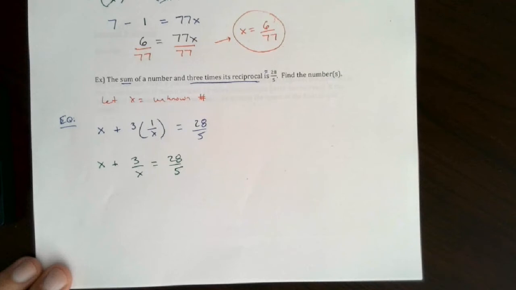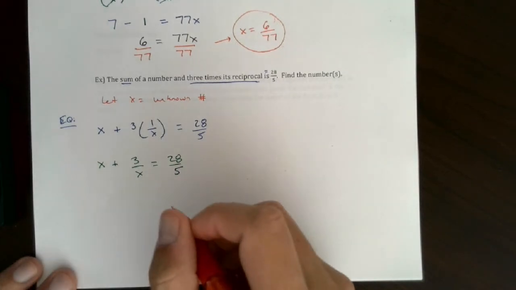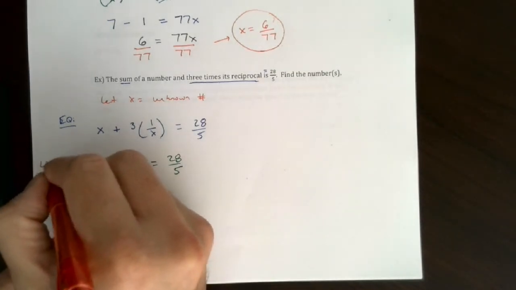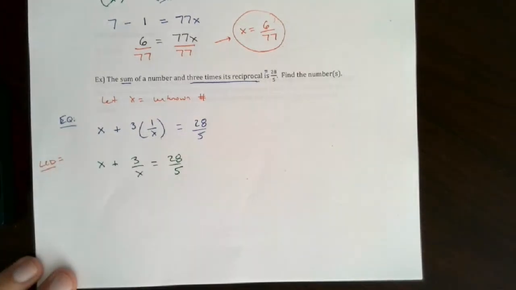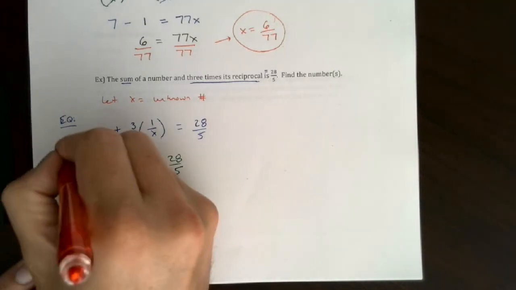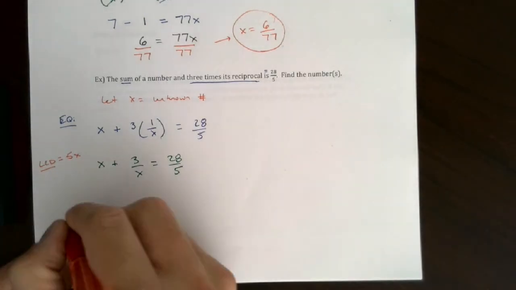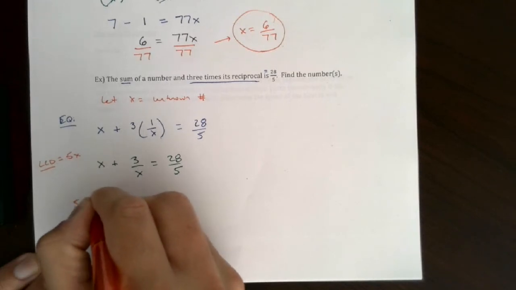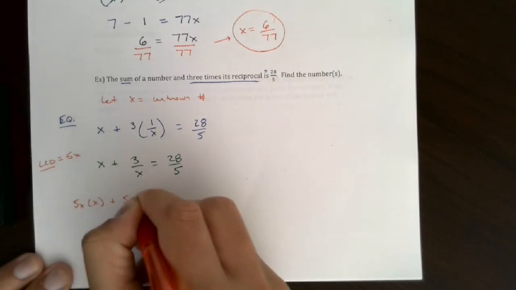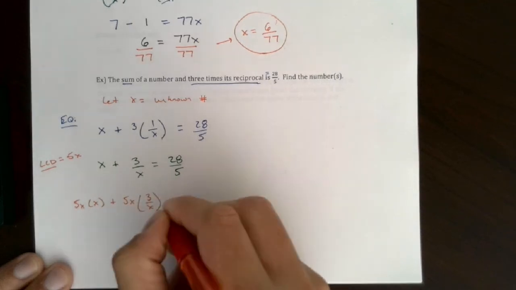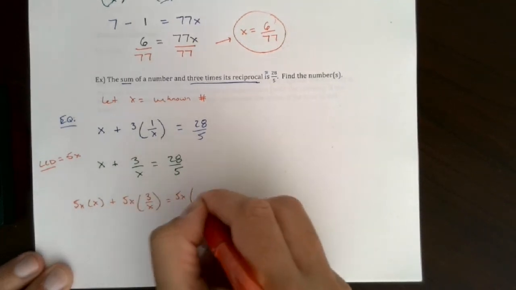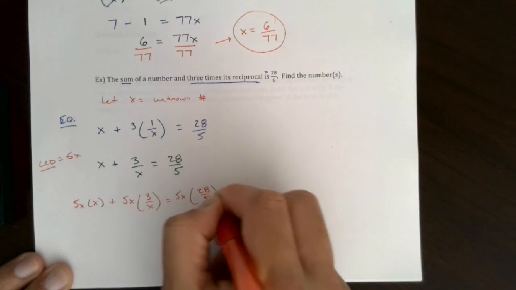And to solve a rational equation, remember the first thing you need is to try to clear fractions by using the LCD. And for the LCD in this case, you want the least common denominator between 5 and x. Well, you need the factor of 5, and you also need the factor of x, so it's 5x. And then remember what you do with it. You're multiplying 5x to every single term, whether it's a fraction or not. So you have 5x times x plus 5x times 3 over x equals 5x times 28/5.